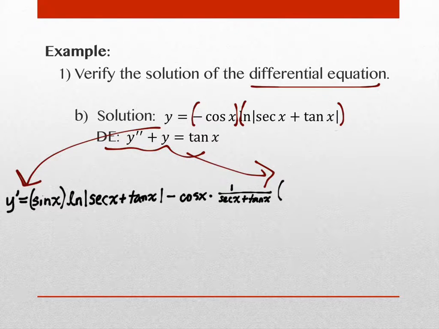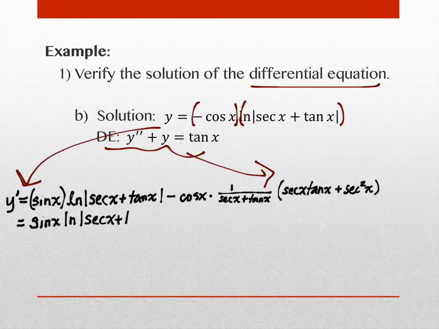Multiplied by the derivative of the secant and the tangent. So what's the derivative of secant? Secant x tangent x, good. Plus, right? What's the derivative of tangent x? Secant squared of x. Okay, so taking a look at this, we have sine x times the natural log of secant x plus tangent x.